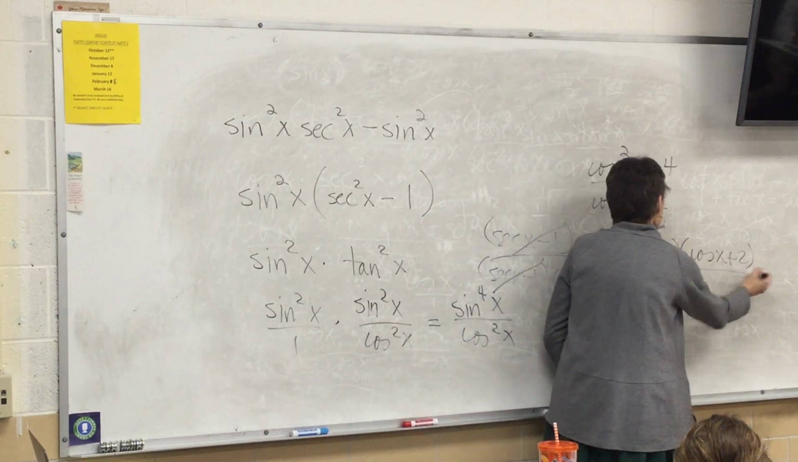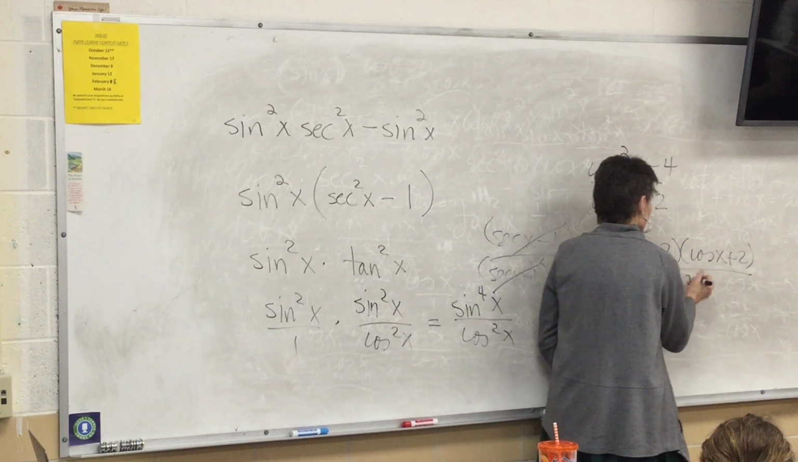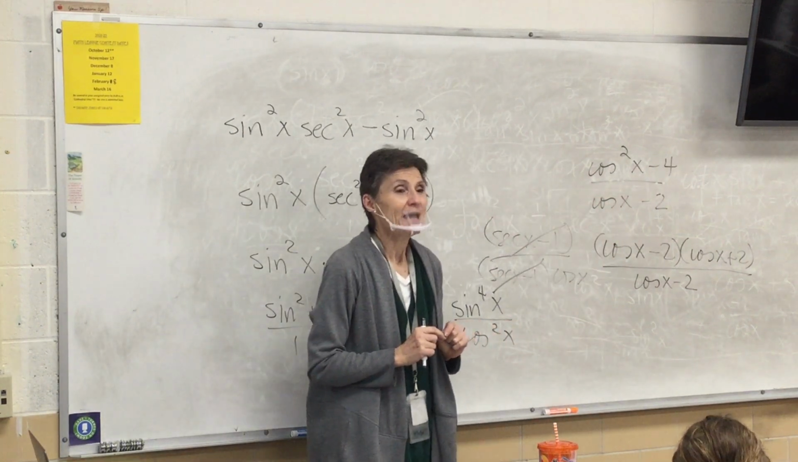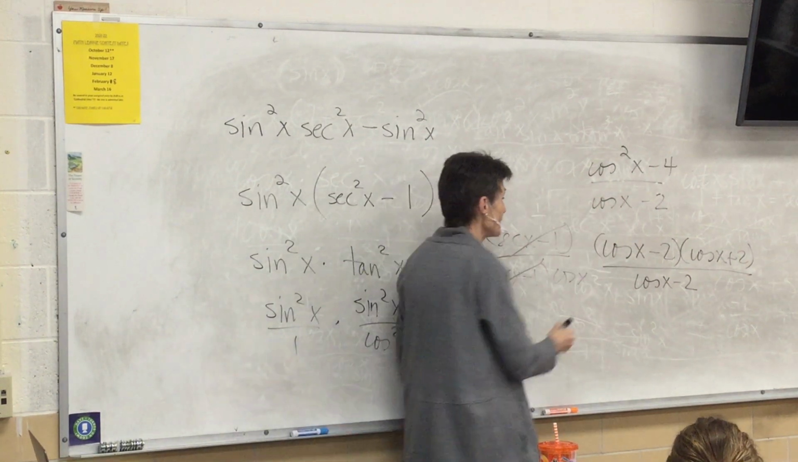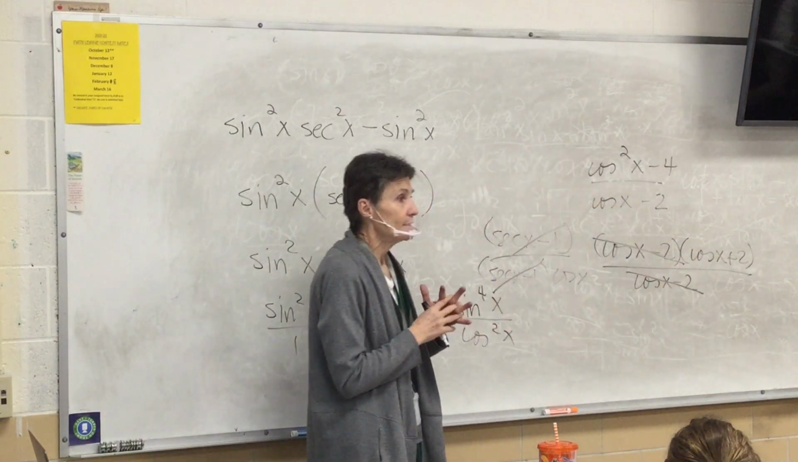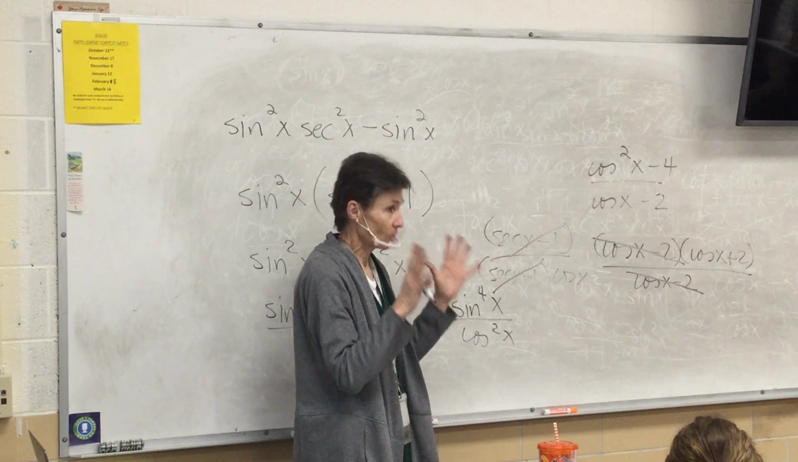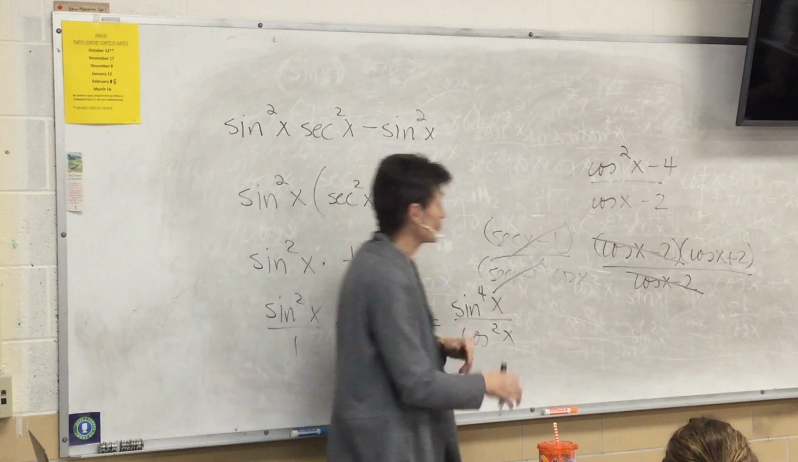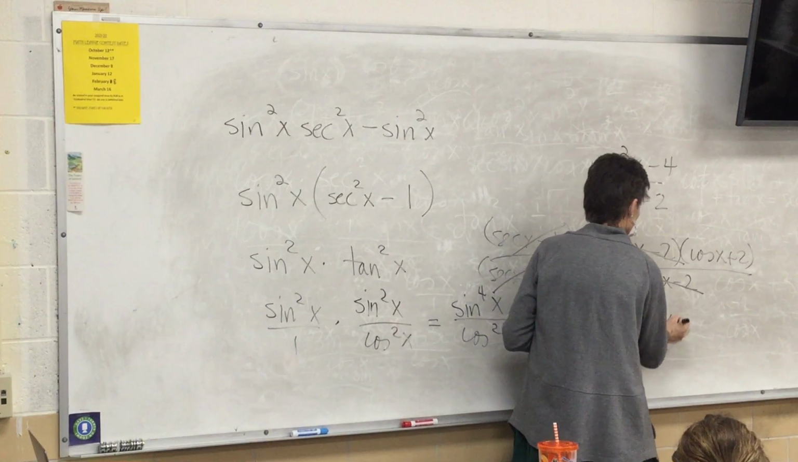And all that's over cosine minus 2. Now what can happen? Now you can cancel because you're canceling out the whole parentheses. Not just a piece of it, but the whole thing. So the answer to the problem is cosine plus 2.